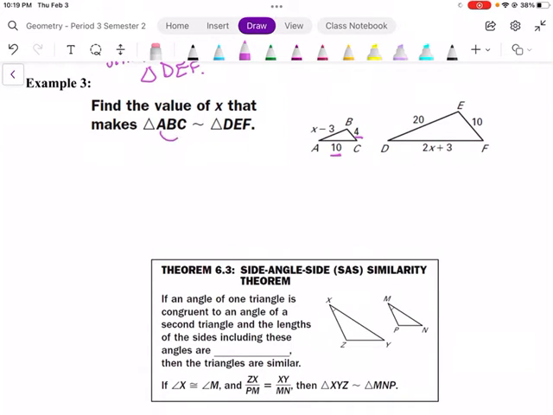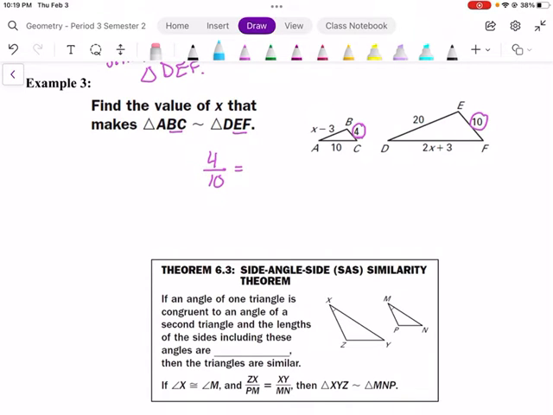So if we look at our similarity statement, AC would have to go with DF, which if you look over there, that has an x variable. So we don't want to choose those two to start off with. If we look at our second one, BC would go with EF. So those two can go together. And you'll notice both of those are number values without a variable. So we can start off our fraction with 4 over 10 equals.